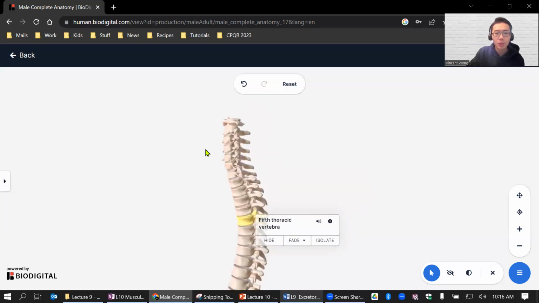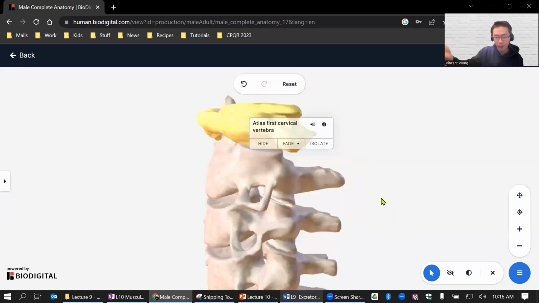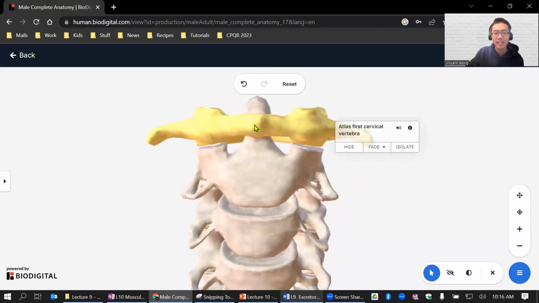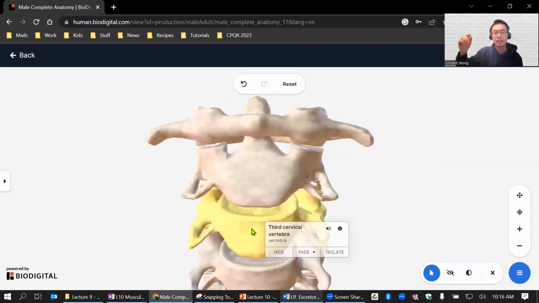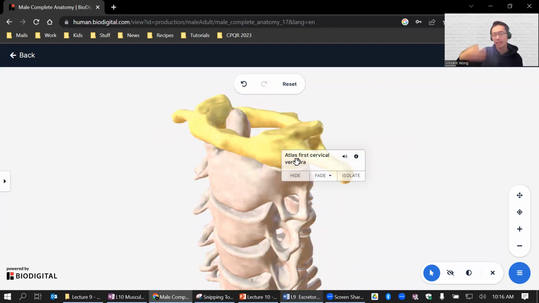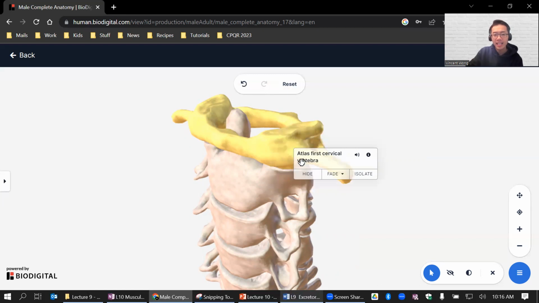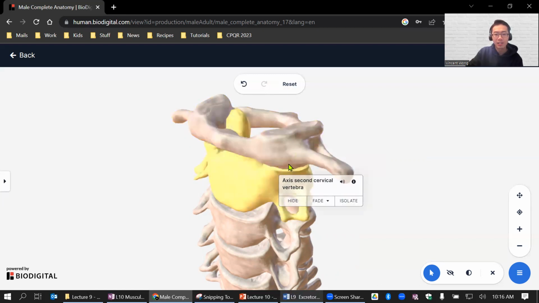Okay, so let's take a closer look at your cervical vertebrae. So the first one is called C1, C2, C3, 4, 5, 6, 7. Okay, and C1 is called the atlas, A-T-L-A-S, like a world map, an atlas. And then C2 is called the axis. So atlas and axis. If you have trouble remembering which one is which, alphabetically, T comes before X. So atlas and then axis.